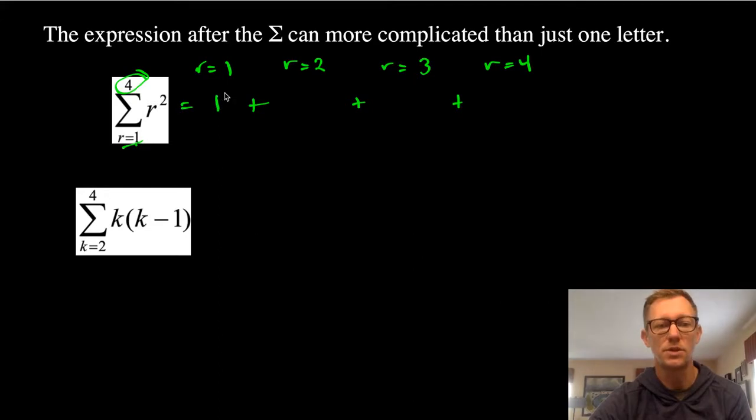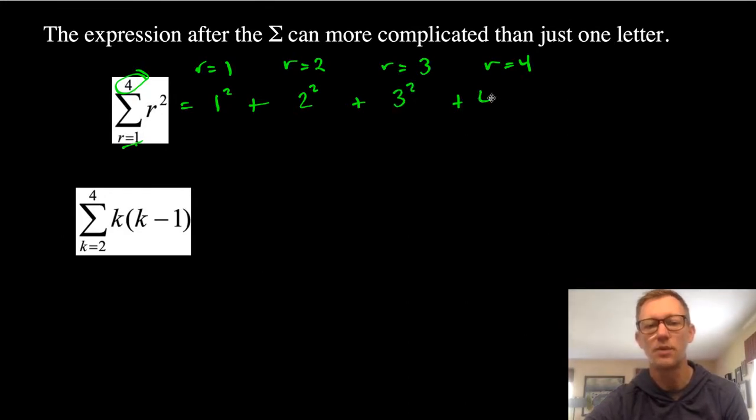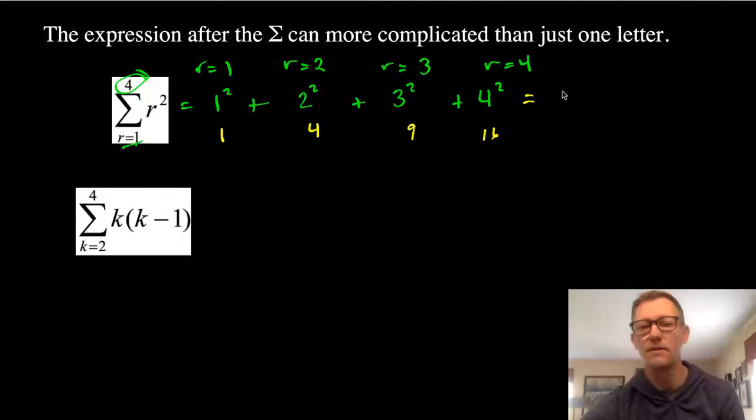So this is just going to be 1 squared plus, r equals 2, that's going to be 2 squared. r equals 3, 3 squared. r equals 4, that's 4 squared. So this just says 16 plus 9 is 25, plus 4 plus 1. And so we get a value for this series of 30.